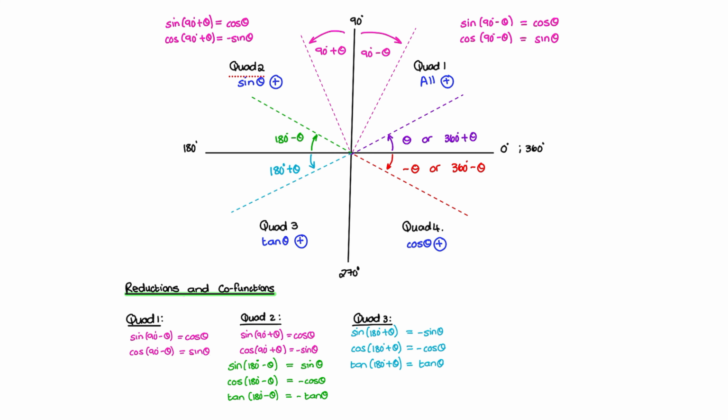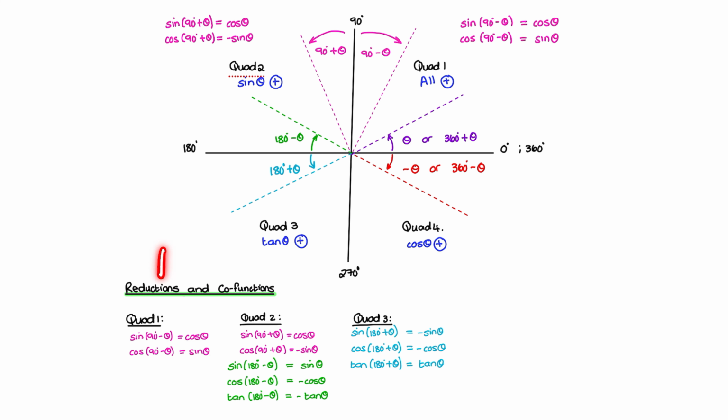See, if I have sine of 180 degrees plus theta, that will change into negative sine theta because sine is negative in quadrant 3. Cosine of 180 degrees plus theta will turn into negative cos theta because cosine is negative in this quadrant. And tan of 180 degrees plus theta would simply stay tan of theta.